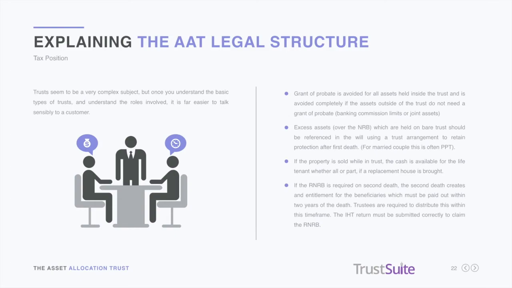Any excess assets over the nil rate band which are held on bare trust should be referenced in the will using a trust arrangement to retain protection after first death. It would be pointless putting the house into an asset allocation trust to protect against sideways disinheritance, if the property is worth more than the nil rate band, and so after the first person dies, the survivor ends up owning 3/4 of the property instead of just retaining their half.